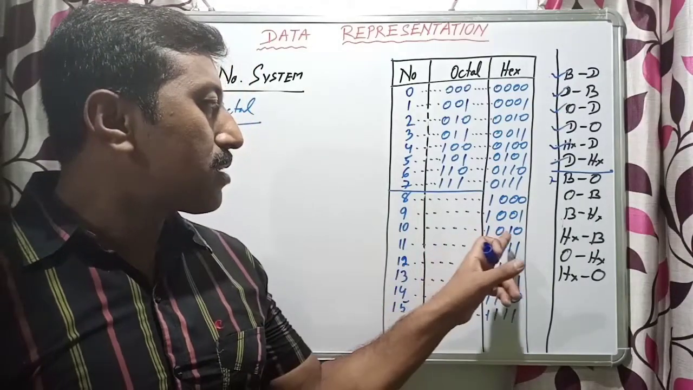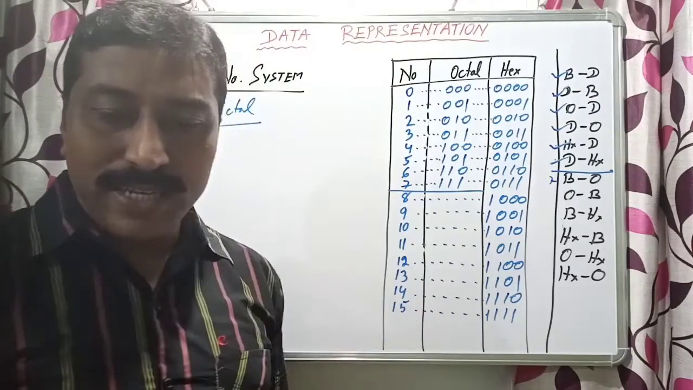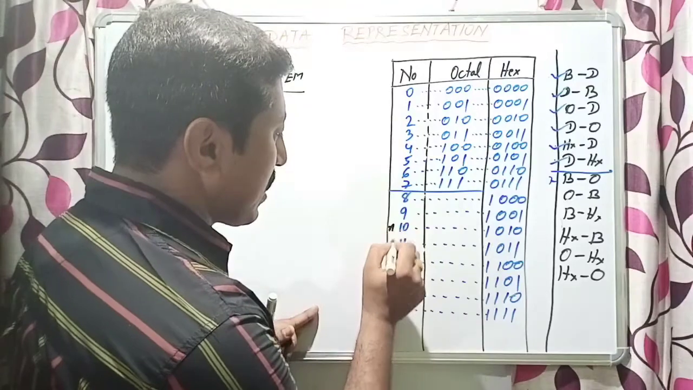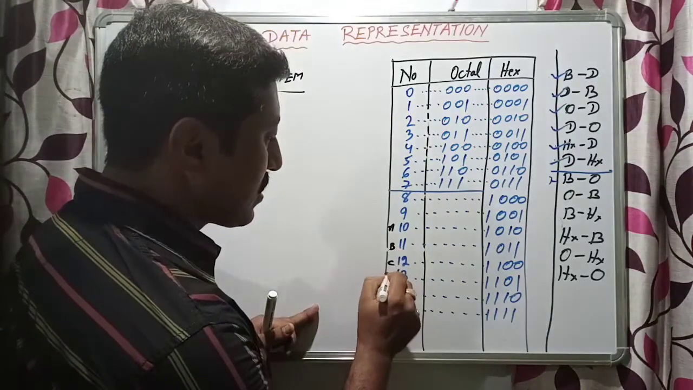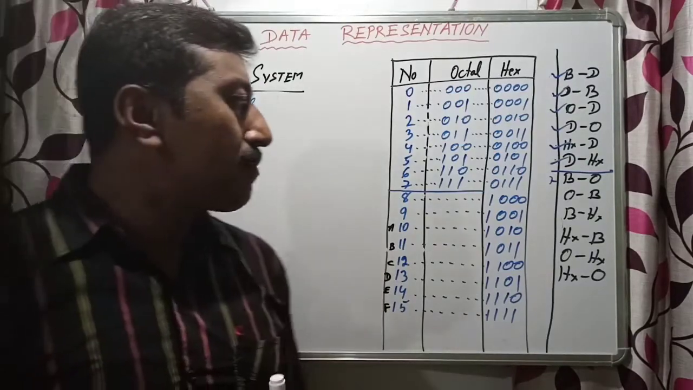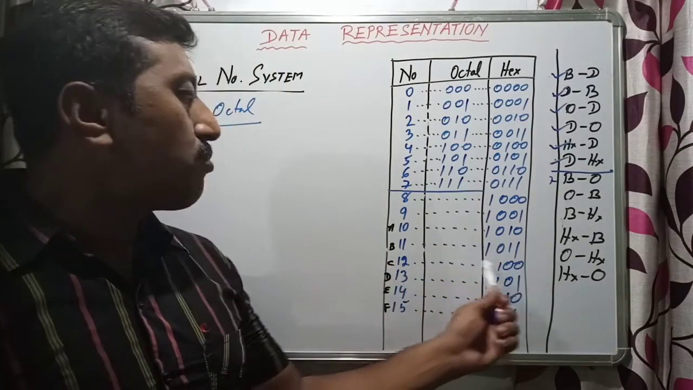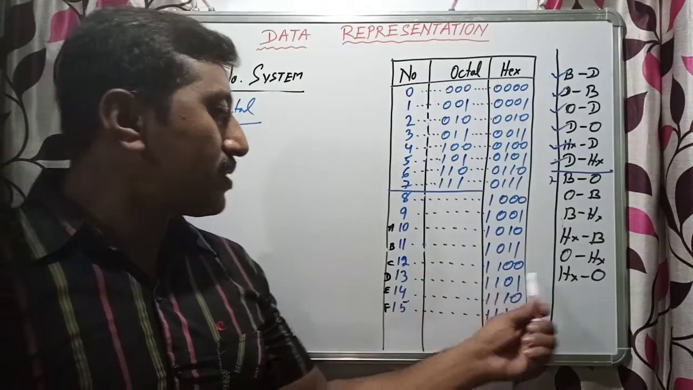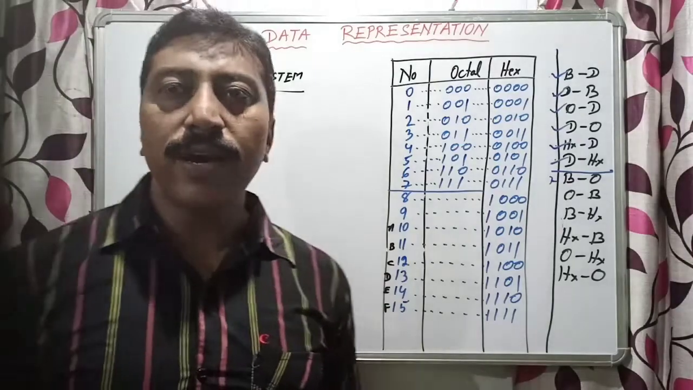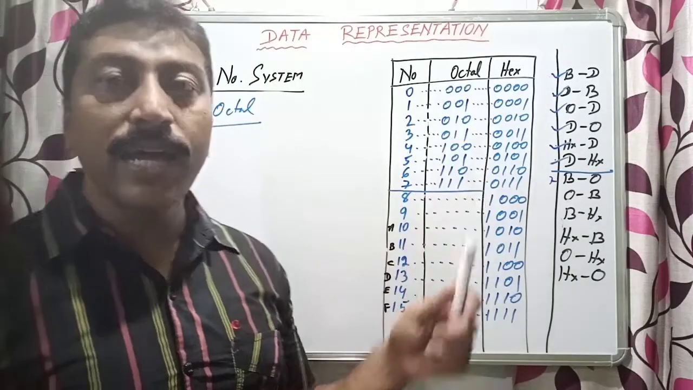10 can be represented as 1010. This 10 we can say is A. 10 means A, then B, C, D, E, and F. So A can be represented as 1010, B as 1011, C as 1100, D as 1101, E as 1110, and F as 1111. In this way we are doing it, and now it will help.